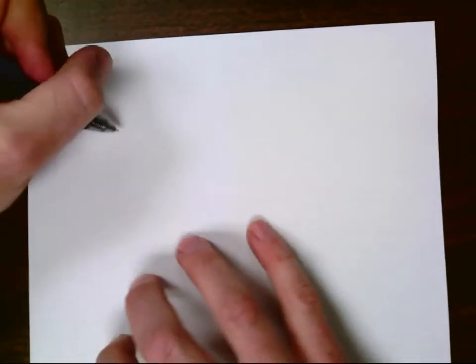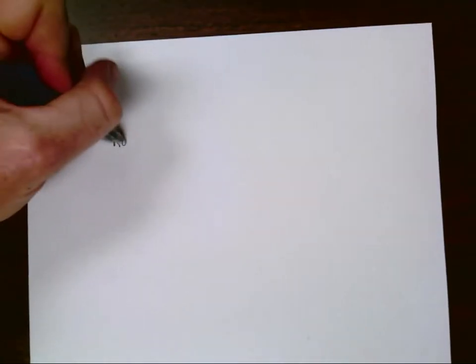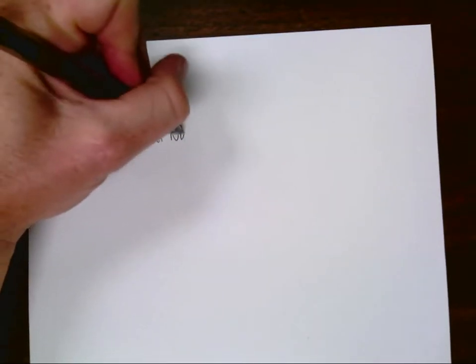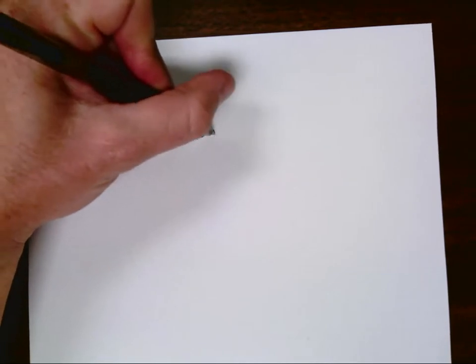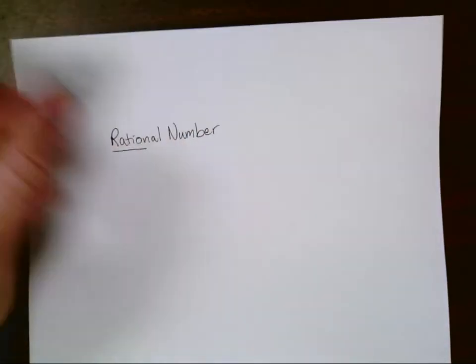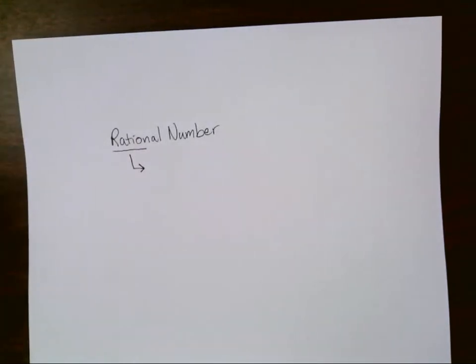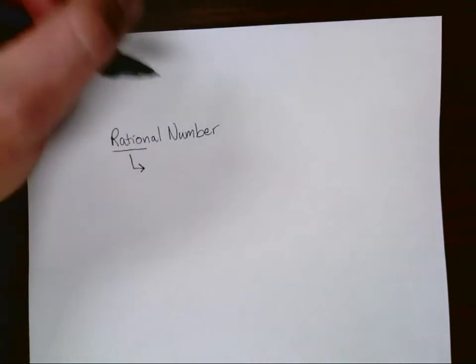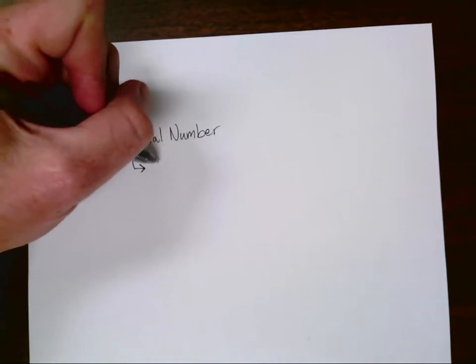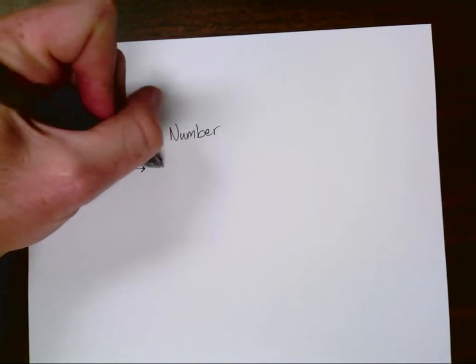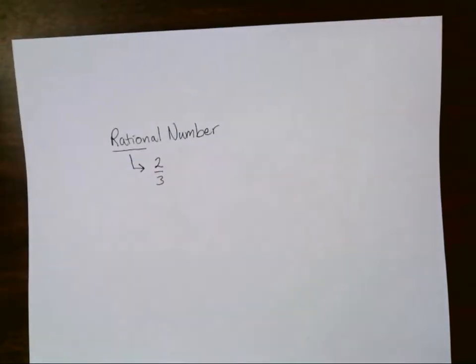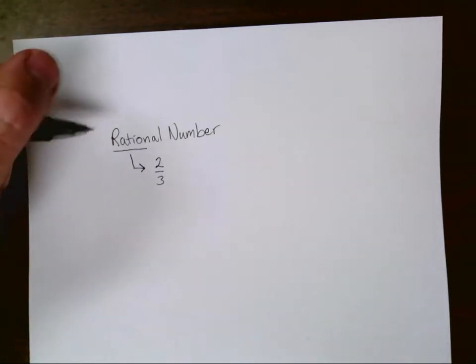So let's review. First, what is a rational number? Well, a rational number comes from the root word ratio. What we mean is that any number that can be turned into a ratio is rational. And ratios are just the same as fractions. So any number that can be turned into a fraction, say 2/3, would be a rational number because it can be a fraction. All percents are rational numbers.